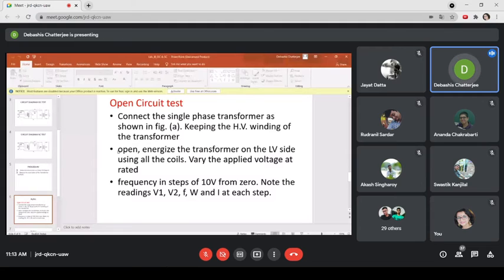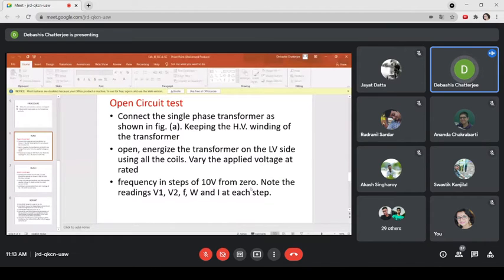Vary applied voltage at rated frequency in steps of 10 volt from 0. Right? We have to plot the characteristics, so increase from 0 in steps of 10. And note the readings of V1, V2, frequency and current and power at each step. And then go up to a voltage of 125% of rated value, which is not written in your instruction sheet. So 125% of 100 volt means you have to go up to 125 volt to get the actual saturation characteristics. Okay?